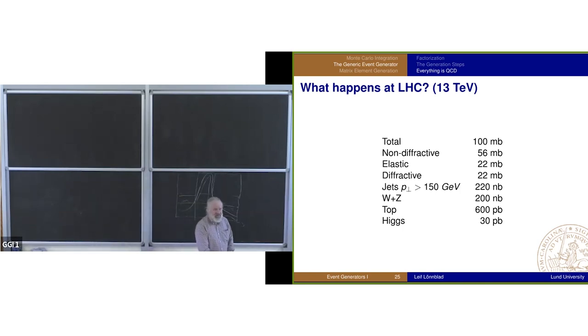Jets, people like jets, hard jets, high PT jets. So PT larger than 150 GeV, that's 220 nanobarns. And many people like small jets like me. And here's a funny thing. The cross-section for having a jet with more than 2 GeV transverse momentum is actually 9 times the total cross-section. And this is something we will discuss on Monday, what to do about that, because that doesn't look unitary to me. In the other end of the scale, we have beyond the standard model.